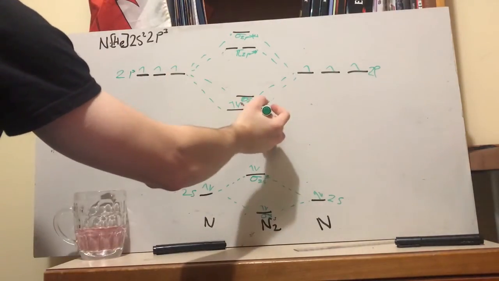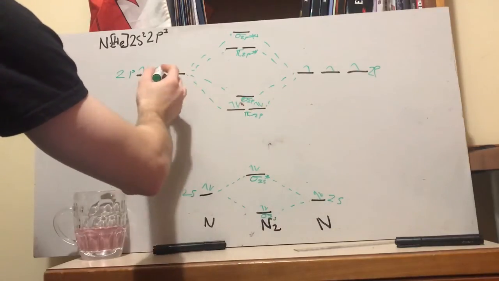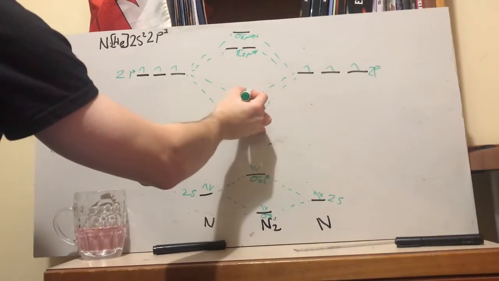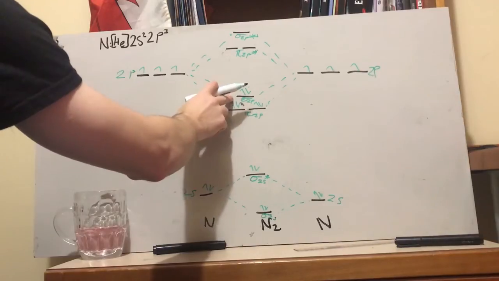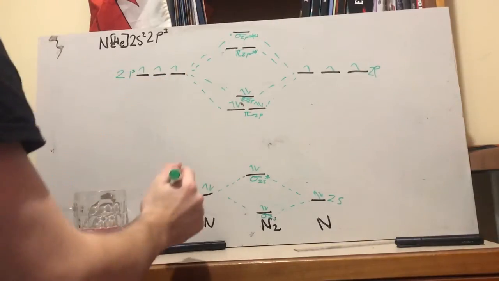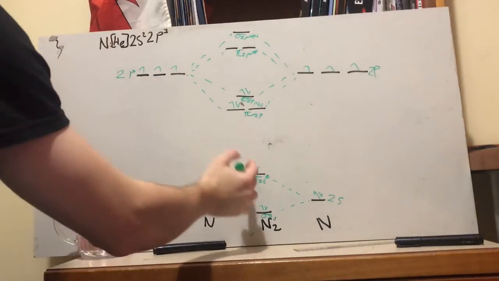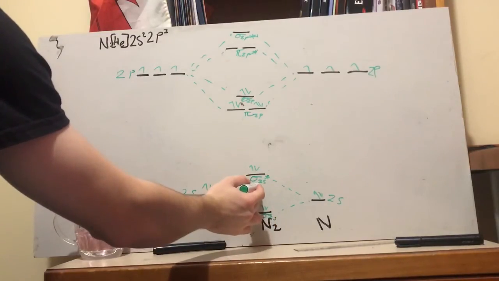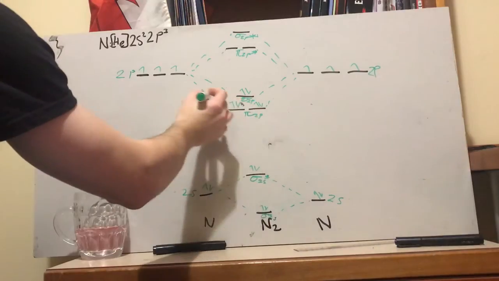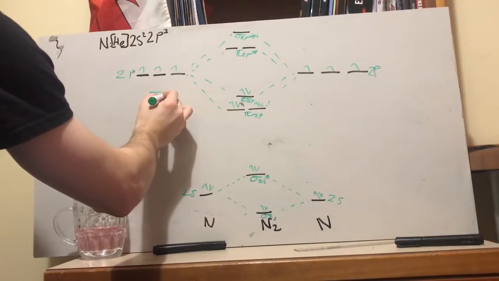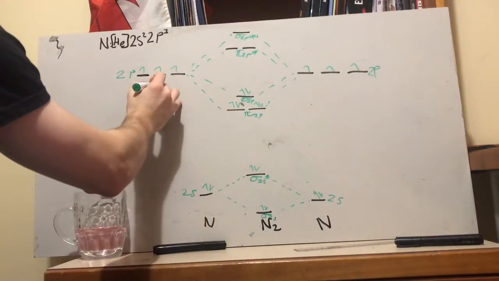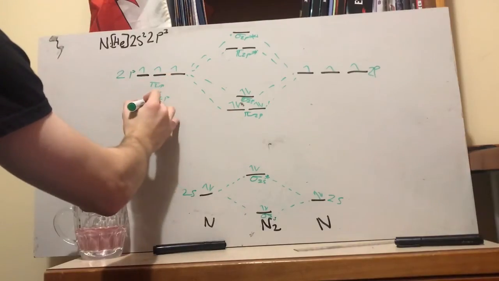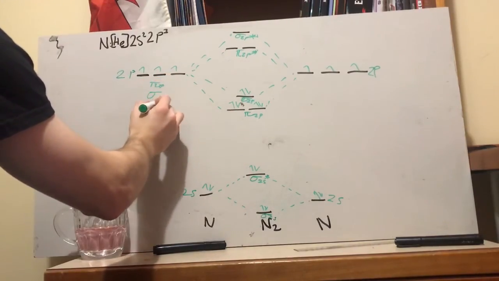We then have 1, 2, 3, 4. We now have 2 left. We pair them up because they must go into the lower energy shell before they go into the higher energy. This means that we have a bonding cancelled by an anti-bonding. We then have the sigma 2p. We have a pi 2p and a second pi 2p.